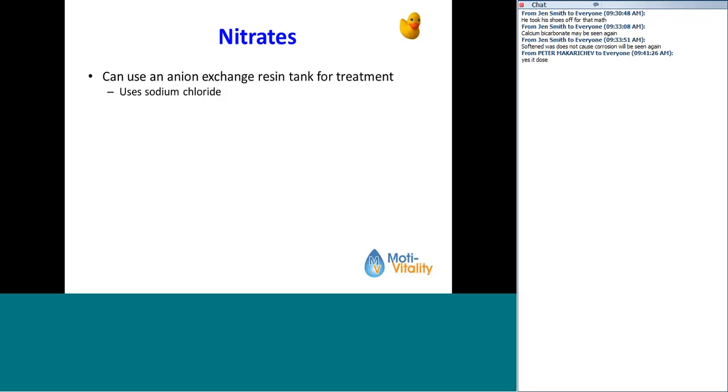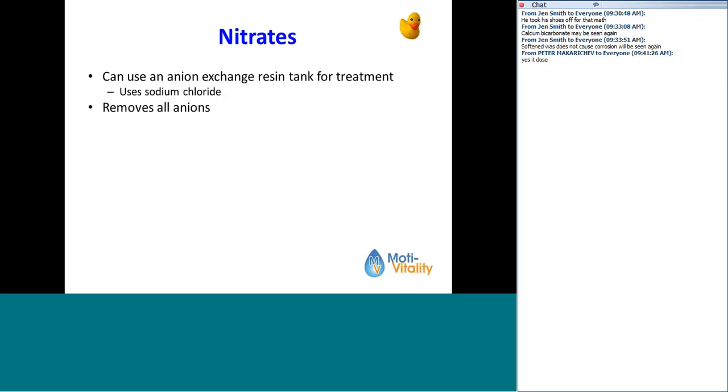Let's say you have a water softener, so a cation unit, and an anion unit next to it for nitrates. They can actually share the same brine tank because the anion resin uses regular salt to regenerate too. So you can have one brine tank, one salt tank. The water softener, the cation exchange unit, will use the sodium to regenerate the resin. The anion unit, the nitrate unit, will use the chloride part to regenerate the resin. So it actually uses the same brine, it just uses a different component of the sodium chloride to regenerate.